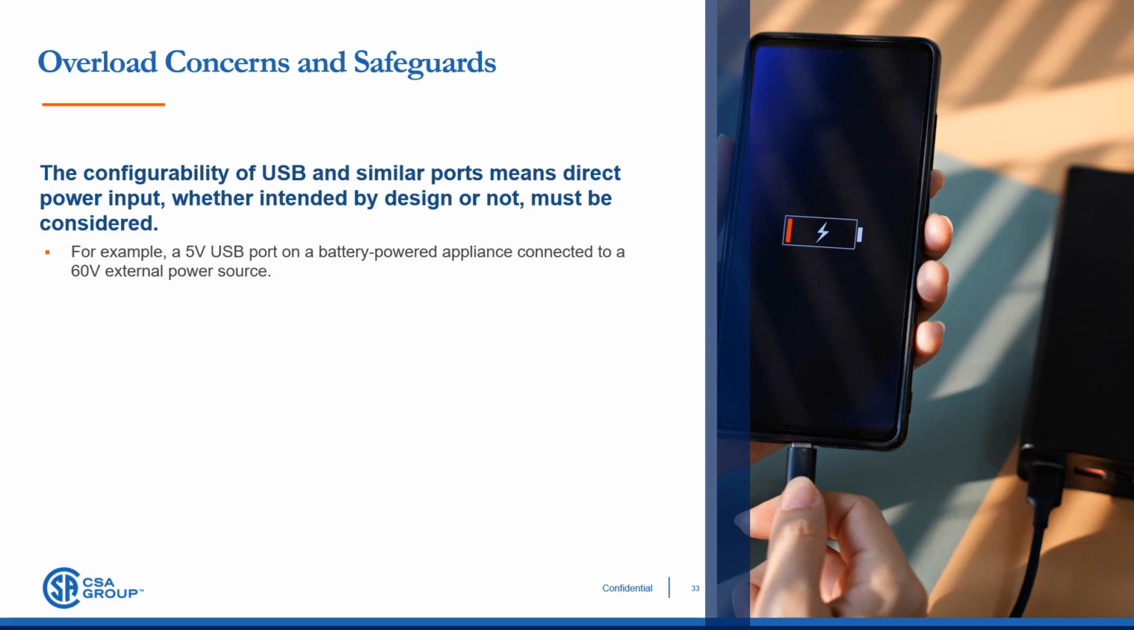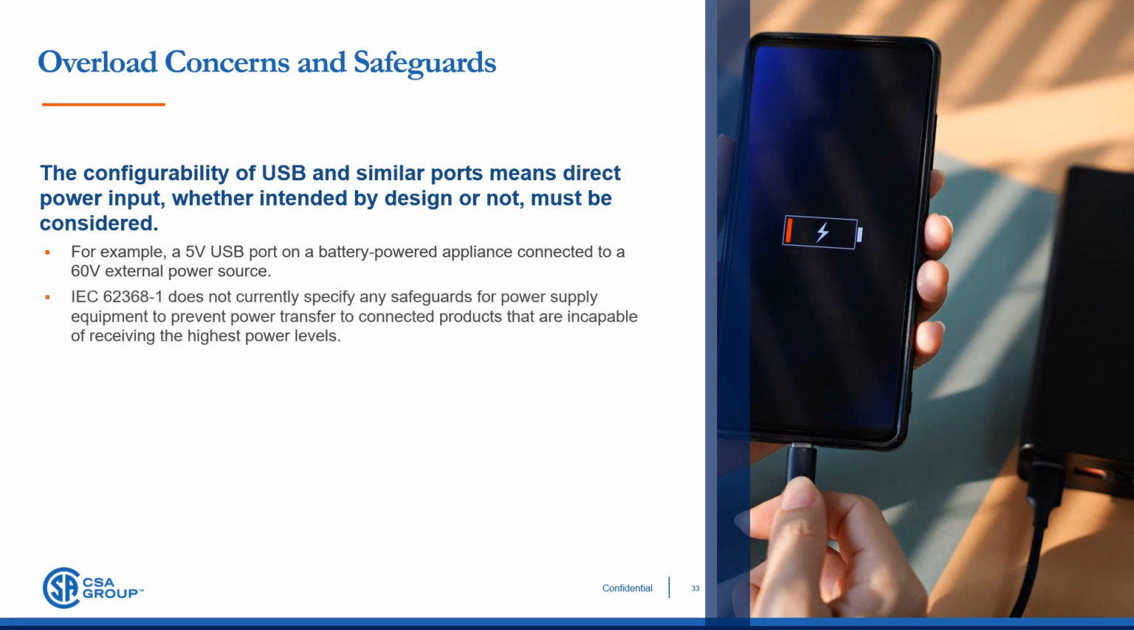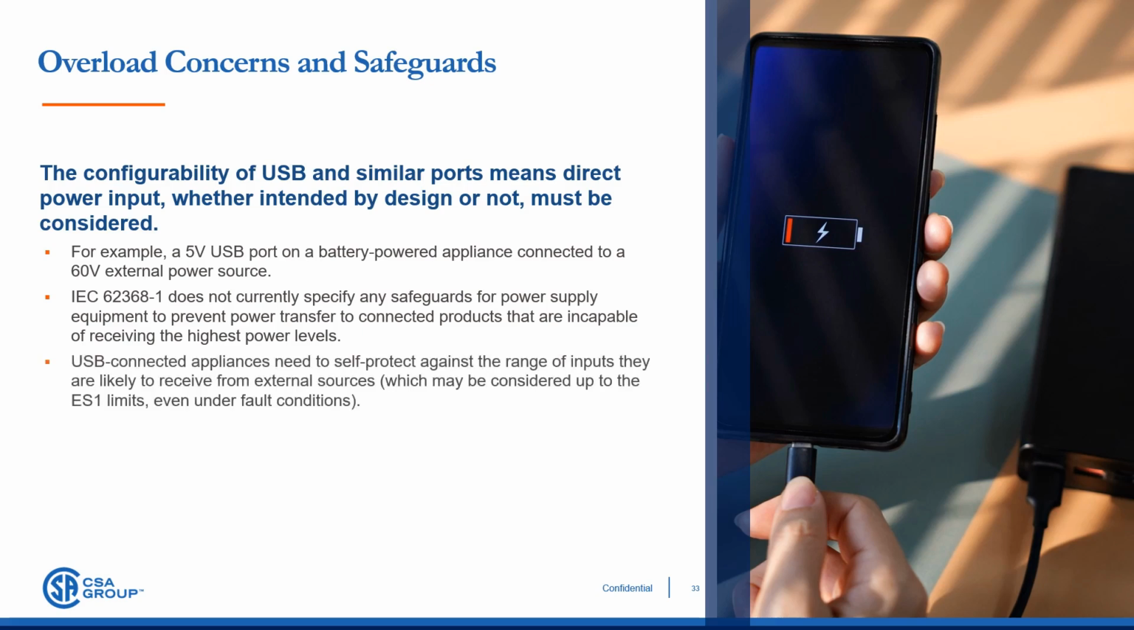Currently, IEC 62368-1 does not specify any safeguards for power supply equipment to prevent power transfer to connected products that are incapable of receiving the highest power levels. It is important to state that the software negotiation is not deemed a safeguard. USB-connected appliances need to self-protect against the range of inputs they are likely to receive from external sources, considering the standardized global usage of USB.